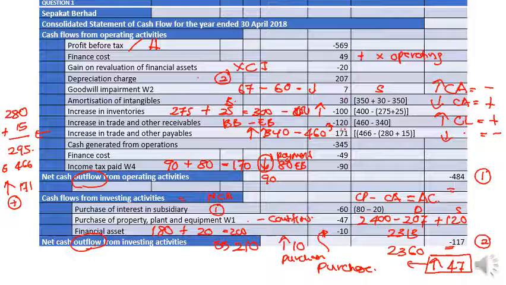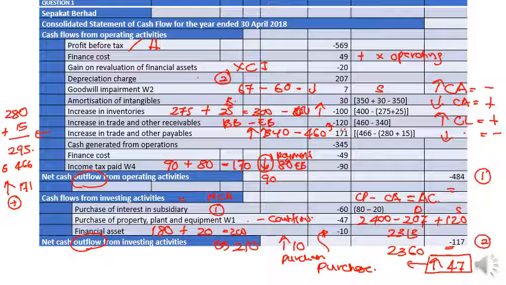Impairment of goodwill we already calculated previously. The beginning balance of goodwill is 67. Now the ending balance here is only 60. So reducing by 7 here is considered as an impairment. So the impairment here we need to add back. Okay, amortization of intangibles we already calculated. Beginning balance you have 350 plus 30 from the acquisition from Semangat, minus the ending balance 350, so you have 30.